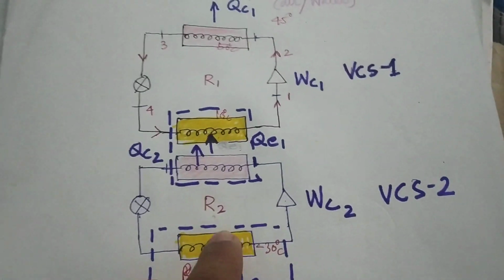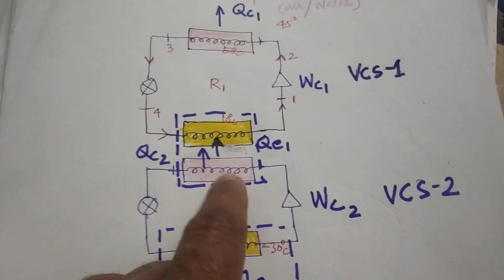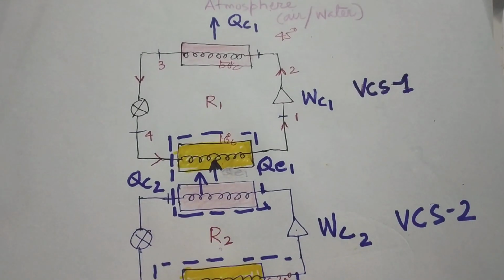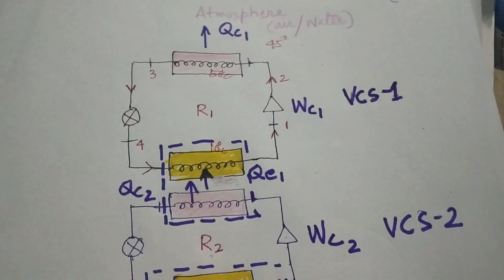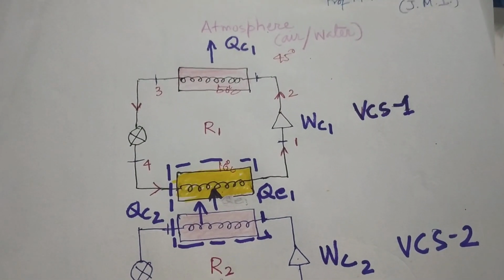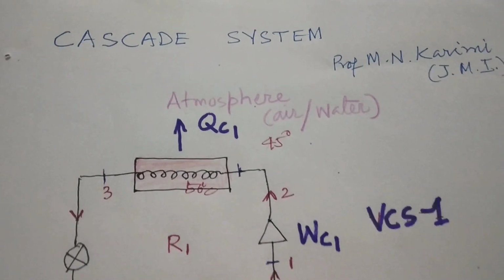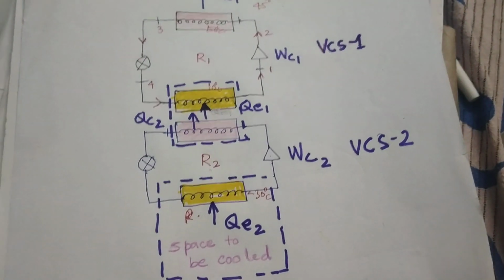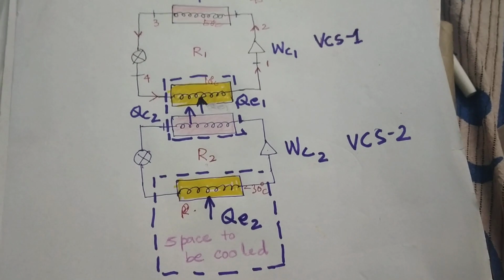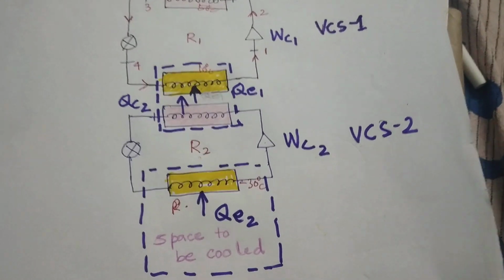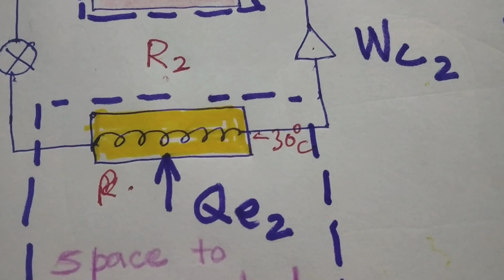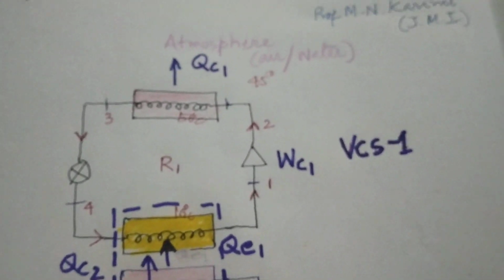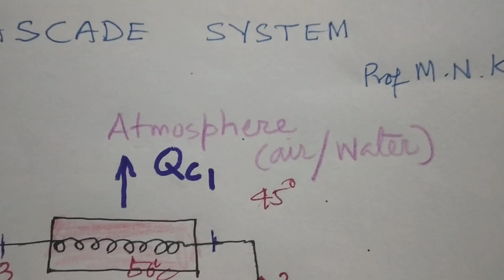It is not absorbing heat and transferring the heat to the atmosphere directly, but indirectly handing over the heat to vapor compression system number 1, and this system number 1 takes that responsibility and transfers it to the atmosphere. So what is the net result of this cascading or coupling of the vapor compression systems? We get a cooling effect at a very low temperature, that is minus 30 degrees centigrade, and we can have a system which works when the atmospheric condition is 45 degrees centigrade.